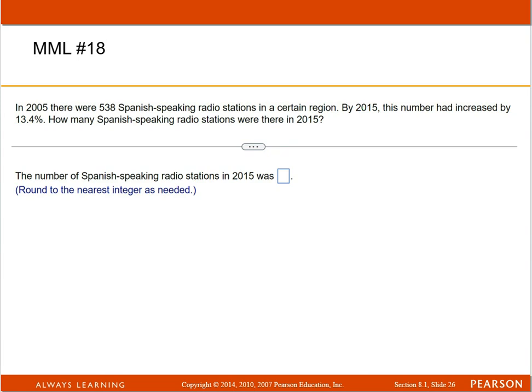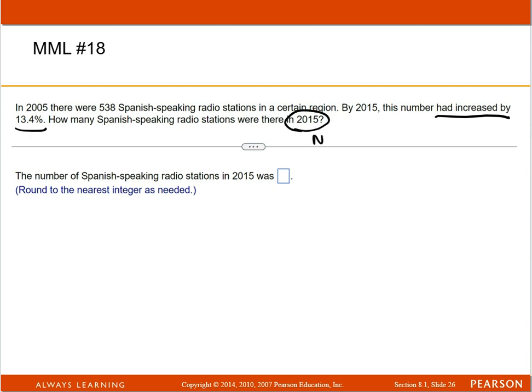Okay, in 2005, there were 538 Spanish-speaking radio stations in a certain region. By 2015, this number had increased by 13.4%. How many Spanish-speaking radio stations were there in 2015?